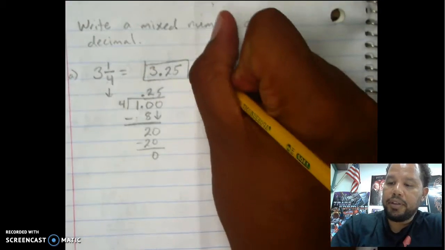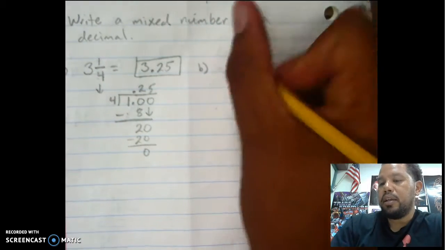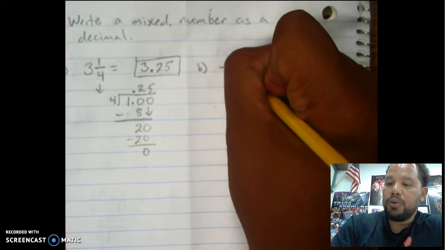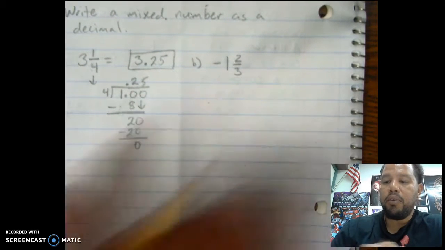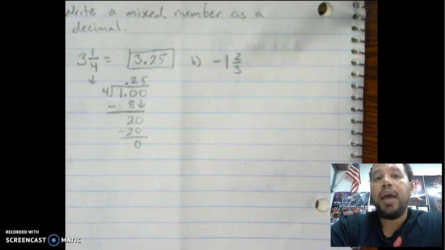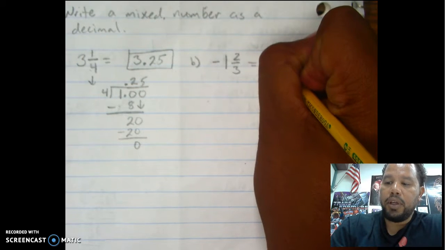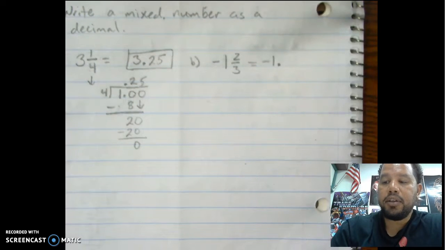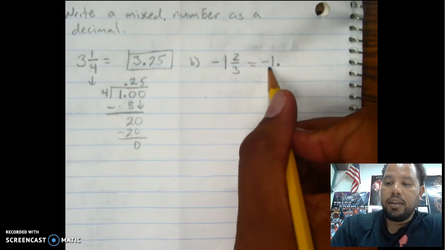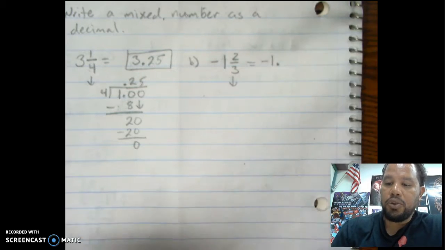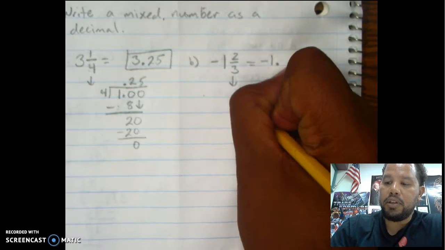Okay. Another example. Say it's a negative number. Say we have -1 2/3. Again, we want to write this mixed number as a decimal. So once again, the -1 is a whole number, or an integer in our case. And so we already know it's going to have that 1 in the ones place right there. And so we take our fraction part, the 2/3, and create it into our division problem.